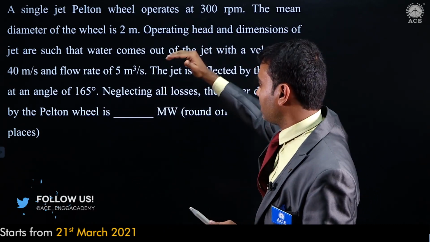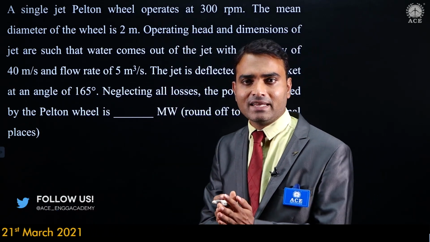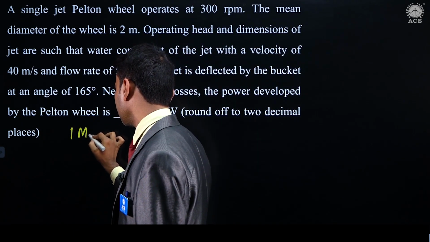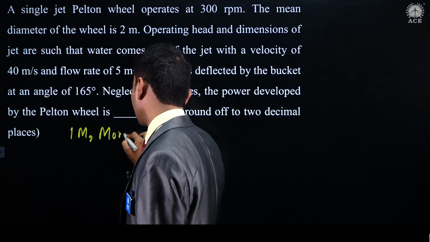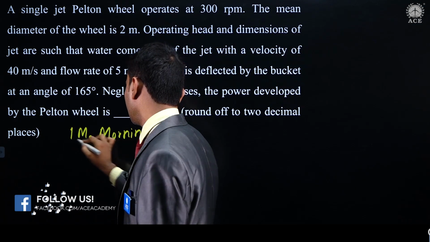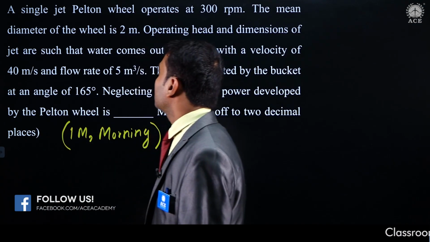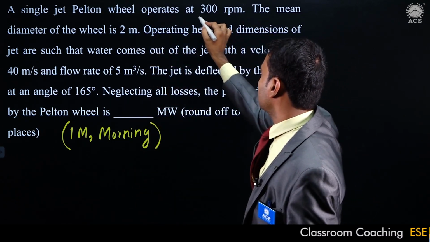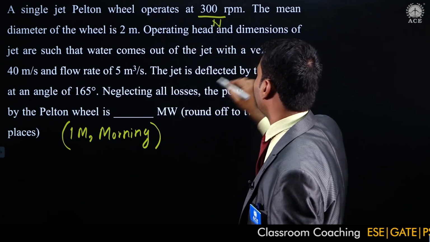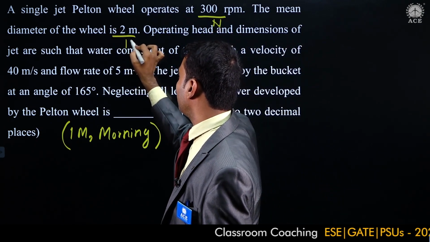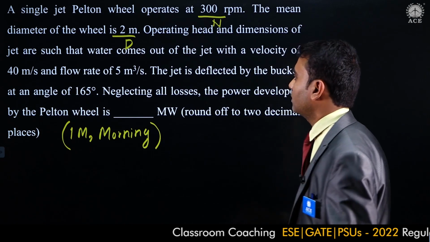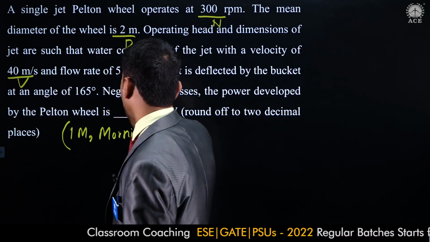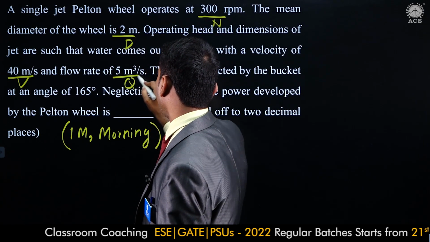This is one of the questions which was asked in the GATE Mechanical morning session, for only 1 mark. Read the question. A single jet Pelton wheel operates at 300 rpm. The mean diameter of the wheel is 2 meter. The jet velocity is 40 meter per second and the discharge is 5 meter cube per second.